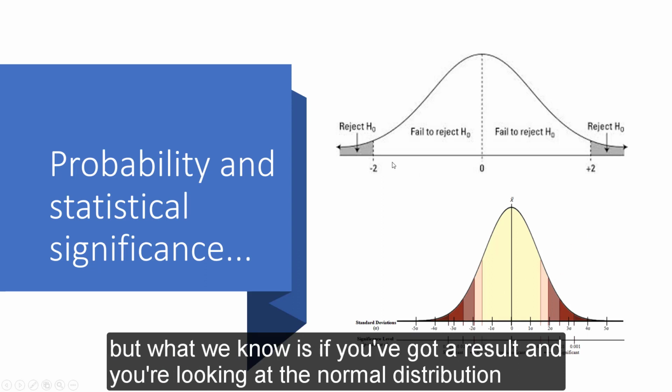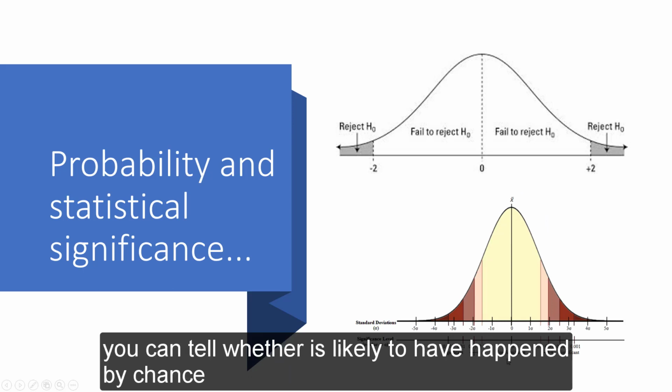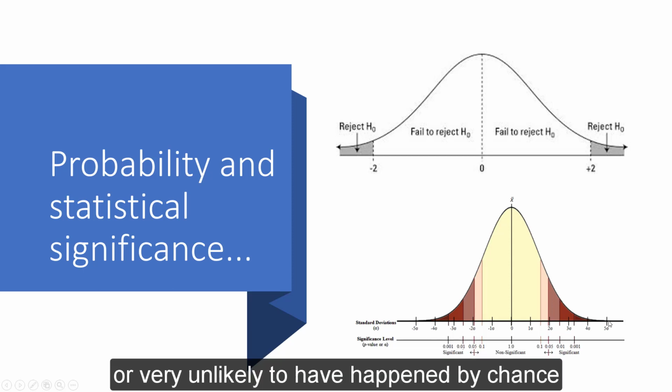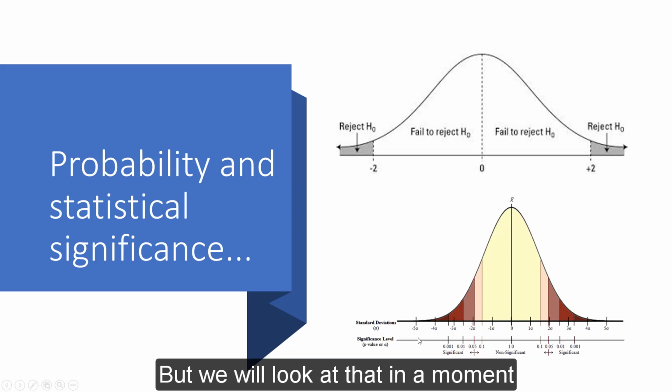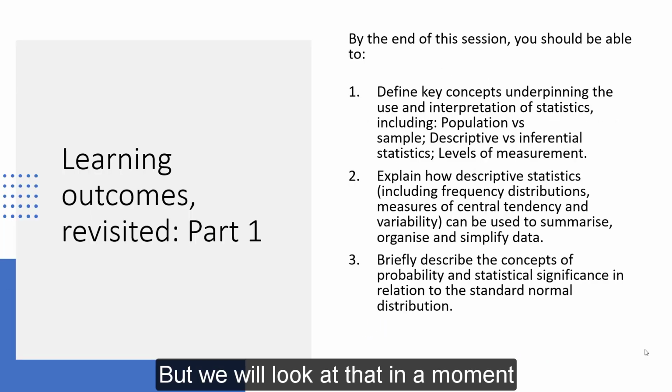But what we know is if you've got a result and you're looking at the normal distribution, you can tell whether it's likely to have happened by chance or very unlikely to have happened by chance, and therefore whether something is statistically significant or not. But we'll look at that in a moment.